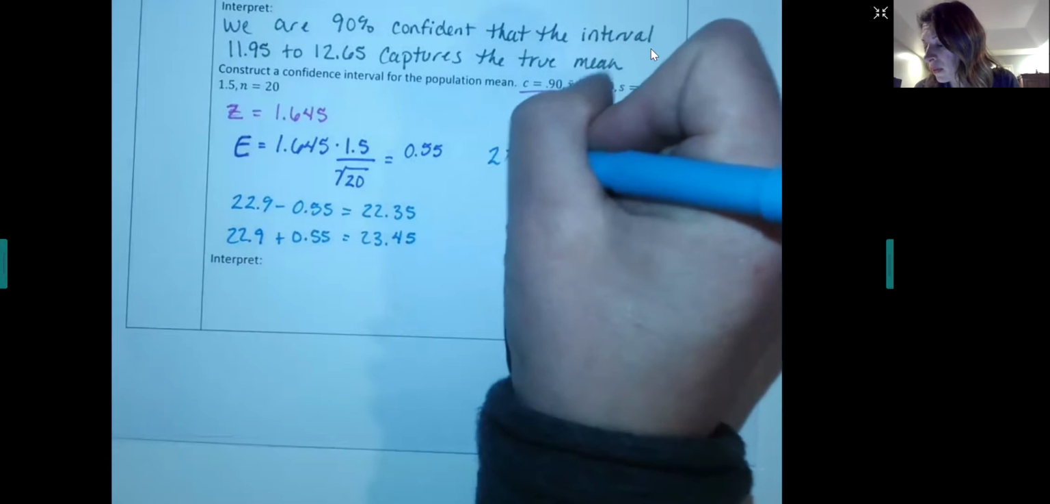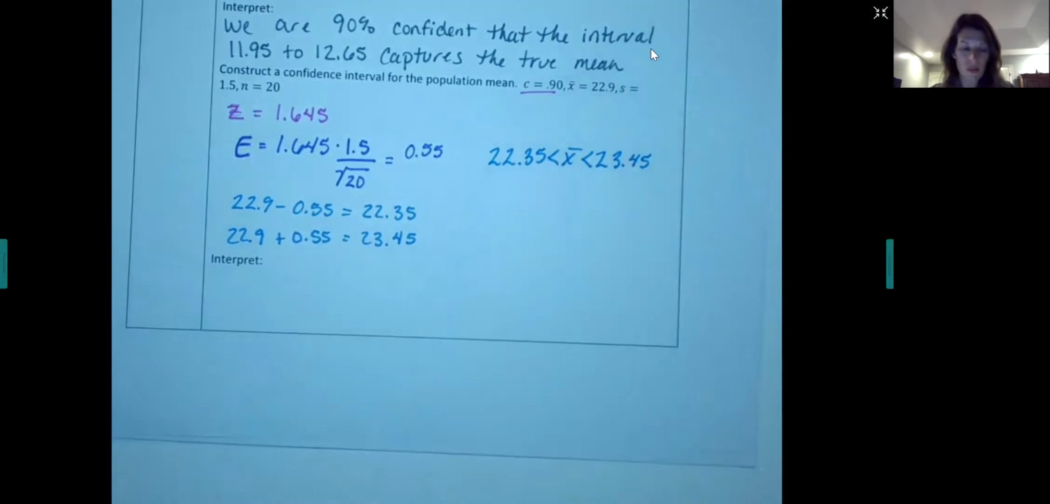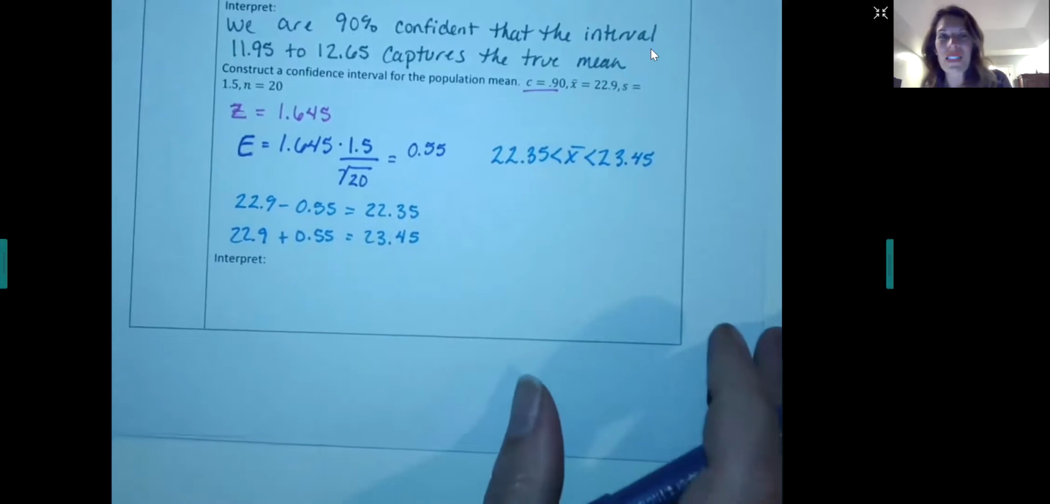We're going to write it. What this means is that the mean, that average, is somewhere between those two numbers. Now we are going to interpret it. We're always going to interpret it because I feel like you guys don't ever understand anything I say. Maybe you will now. We'll see. Okay, so what does this mean?